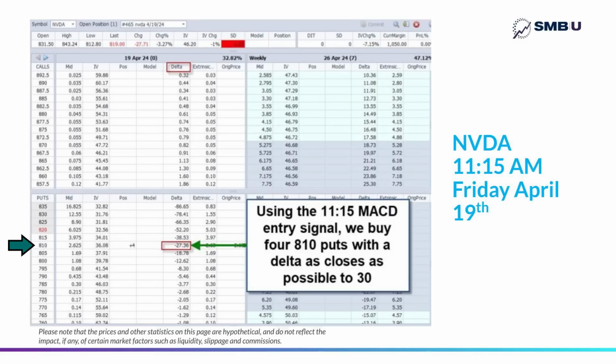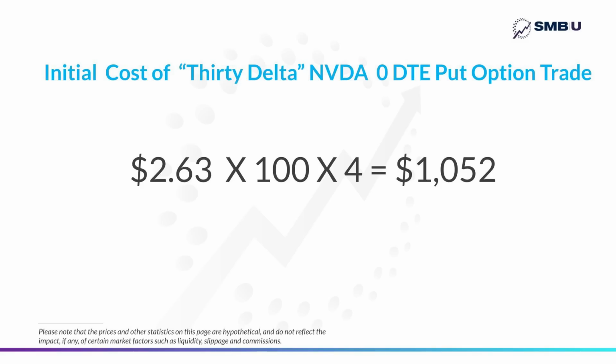Any broker platform that provides you with options trading capabilities, by the way, will have a delta column that you can choose to display each option's delta on every options chain that you trade. Now, just to be clear, if you had bought 4 810 puts at 11:15 that day when the crossover took place, they would have cost you $2.63, as we saw on the options chain. But remember, each put option represents the rights associated with 100 shares of NVIDIA stock, so you multiply that price by 100, and you bought 4 of them, and so the resultant total cash cost to you would have been $1,052, as you can see from the calculation.